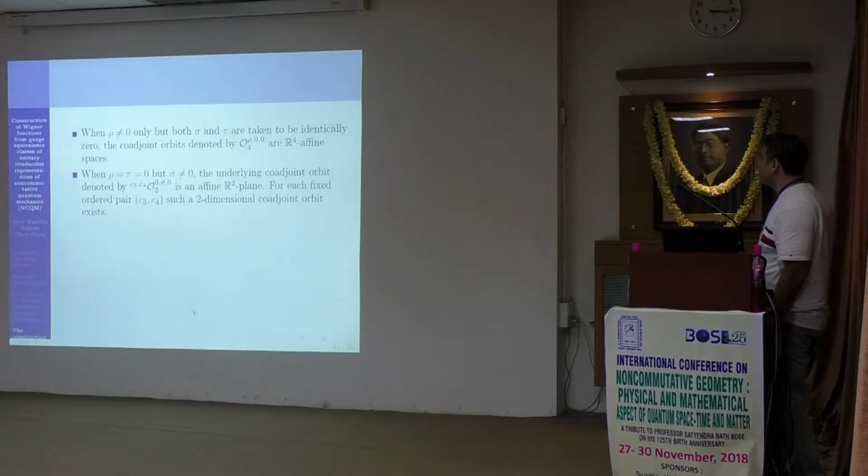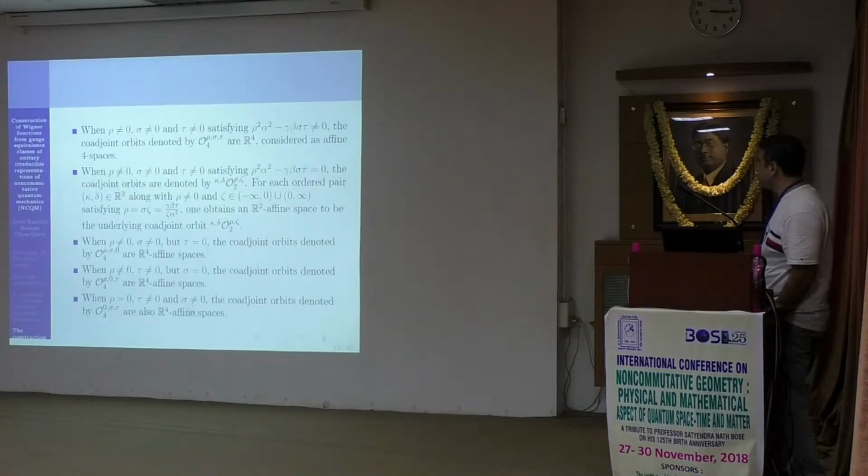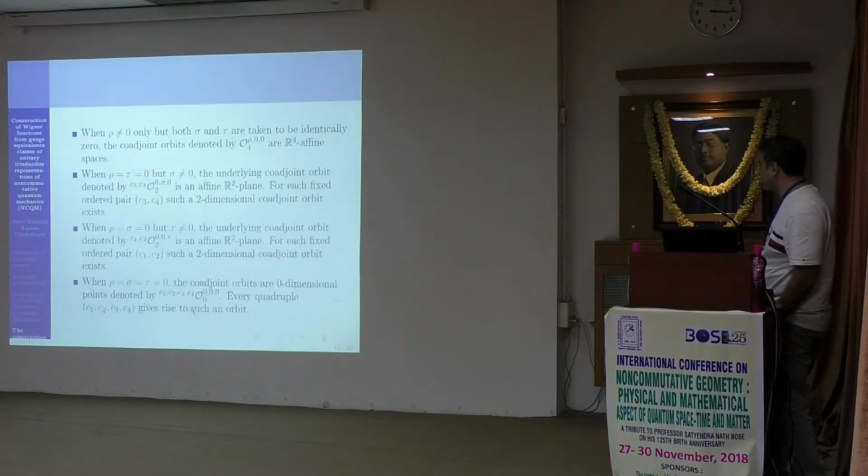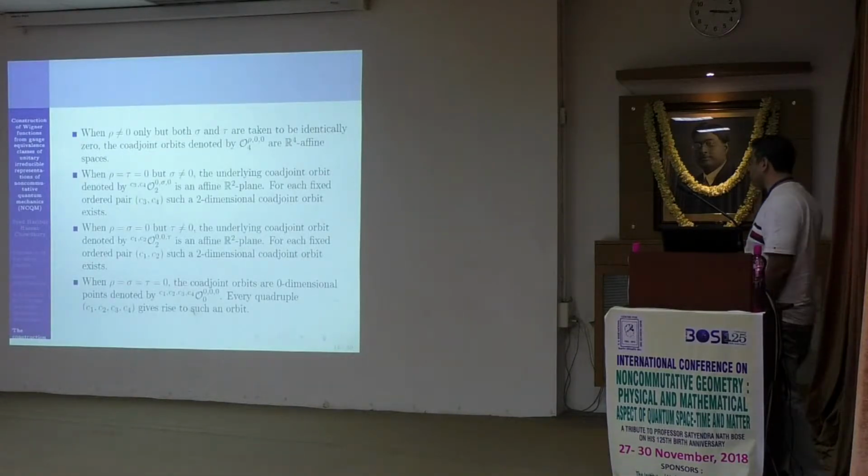For the case when rho and tau both are zero, but sigma non-zero, you have two-dimensional coadjoint orbits. But these are not physically interesting representations, actually. This is interesting, and this is actually also interesting. Finally, for rho, sigma, tau all zero, you have a point. The coadjoint orbits are zero-dimensional, just points.